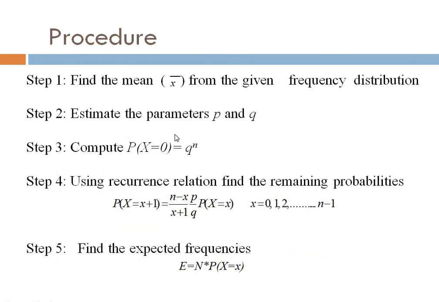This is the procedure. Step 1. Find mean from the given frequency distribution. 2. Estimate the parameters p and q. 3. Compute probability of x equal to 0. 4. Using recurrence relation, find the remaining probabilities. 5. Find the expected frequencies.